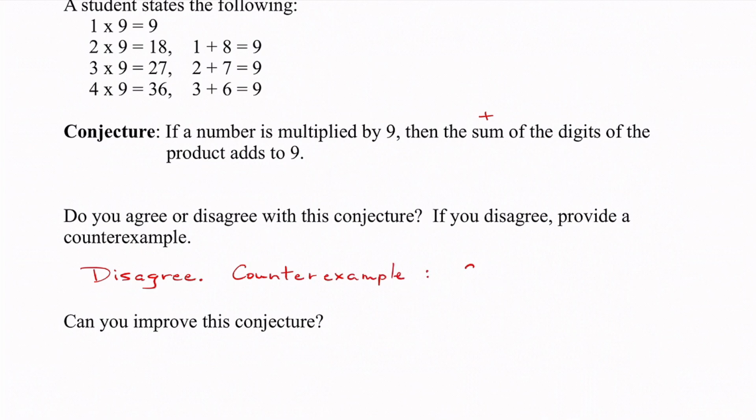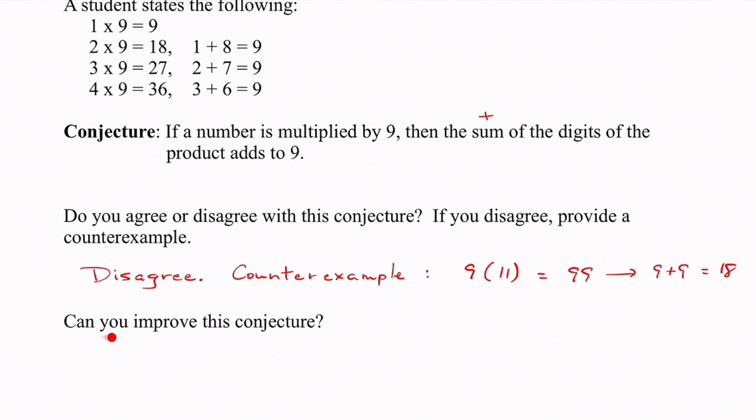where I took 9 and I times it by 11. Now 9 times 11 gives me 99. So taking those digits and adding those up, I'm going to have 9 plus 9, and when I add those, I get 18. So this answer that we just got, 18, that's not what they said it was going to add up to. They said it was going to add up to 9. So I found one counterexample, so that disproves their conjecture.